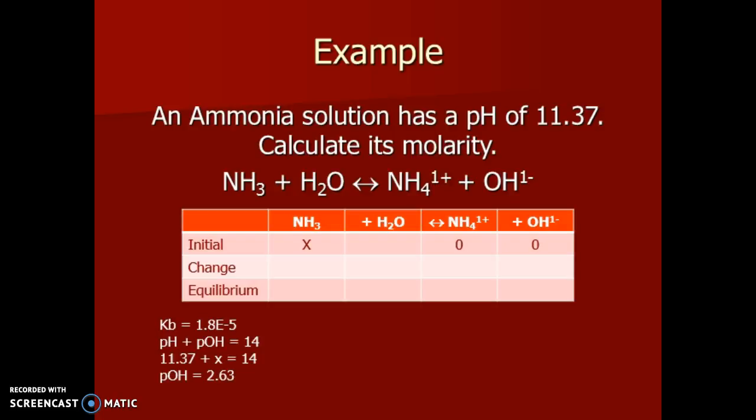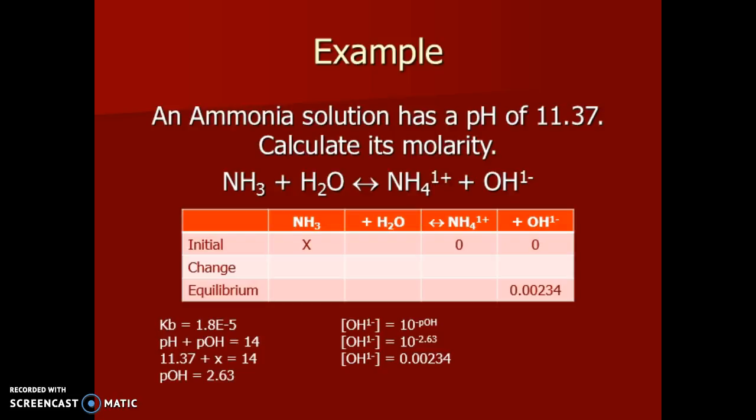Now that gives me something a little bit more usable, because from that I can actually calculate my equilibrium concentration of hydroxide ion. So I know that the hydroxide ion concentration equals 10 to the negative pOH. After you plug and chug, that comes out to be about 0.00234. I'm going to layer that into my chart. Now that again is the equilibrium concentration of hydroxide.